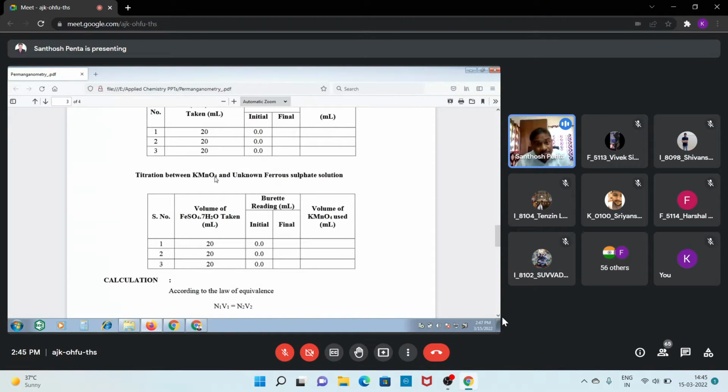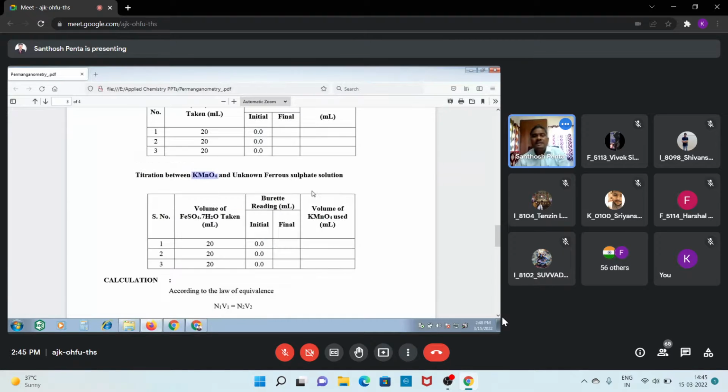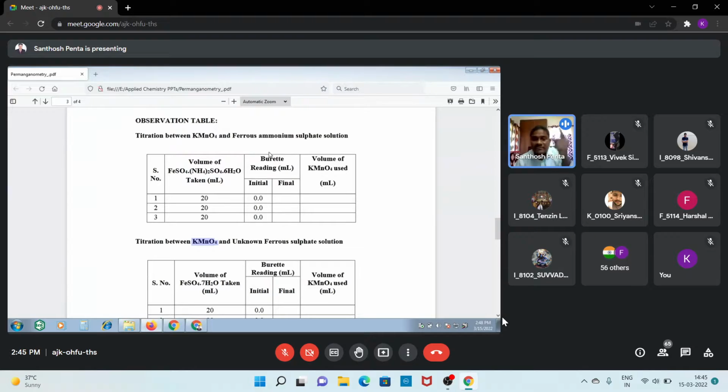Now, in the second observation table, potassium permanganate is acting as an intermediate solution. With the help of potassium permanganate solution, we are now calculating the strength of ferrous sulfate solution, because ferrous ammonium sulfate solution is also a reducing agent, and ferrous sulfate solution is also a reducing agent. We cannot titrate ferrous ammonium sulfate against ferrous sulfate solution.